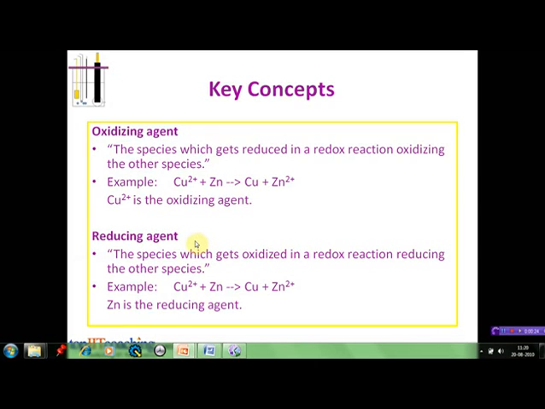Similarly, the reducing agent is that species which gets oxidized in a redox reaction, reducing the other species. So in this redox reaction, zinc is the reducing agent since it is reducing copper ions into copper and it itself is getting oxidized into zinc ions.